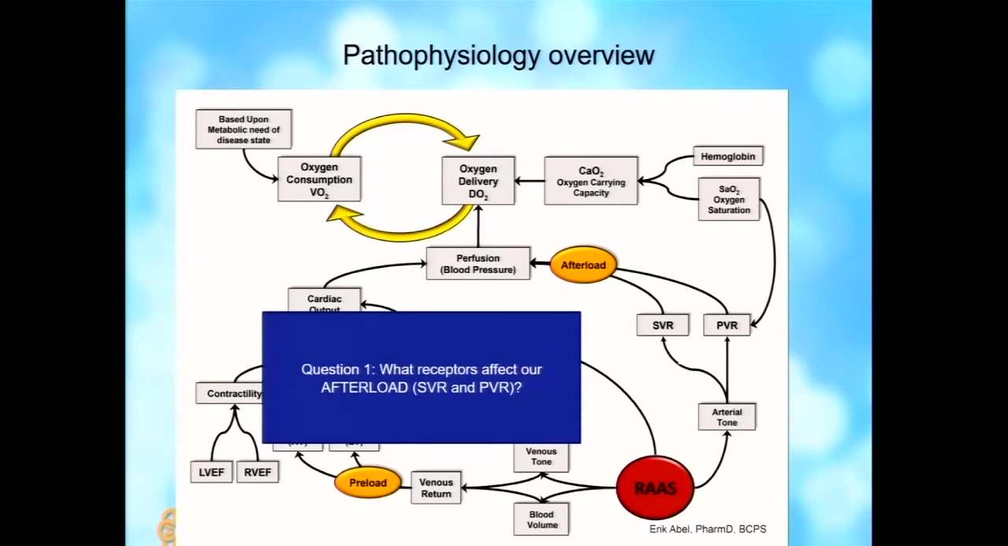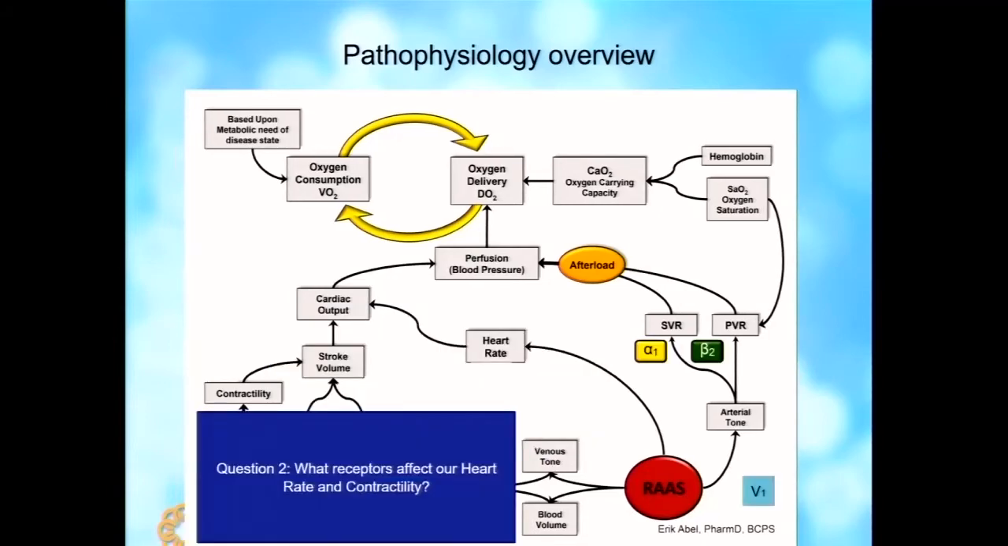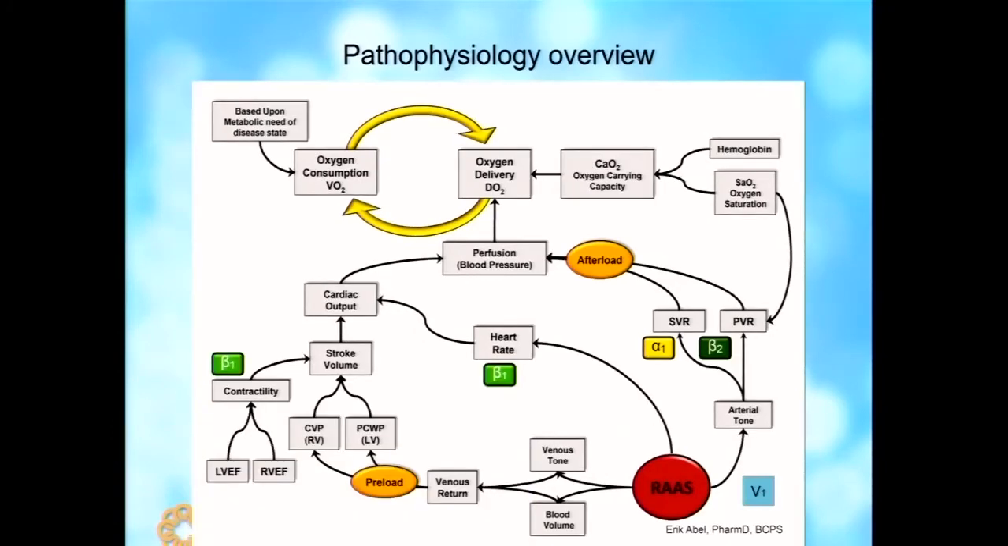I'm hearing some whispers of beta-2. That's correct. So think about albuterol. Albuterol is a beta agonist, it opens up the lungs and allows you to breathe better. So what receptors affect our heart rate and our contractility over on this side? Yeah, that's right, beta-1. So all of these are utilized and contribute to your blood pressure, and they all relate to shock.